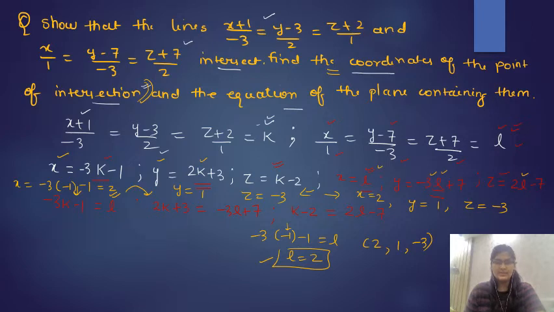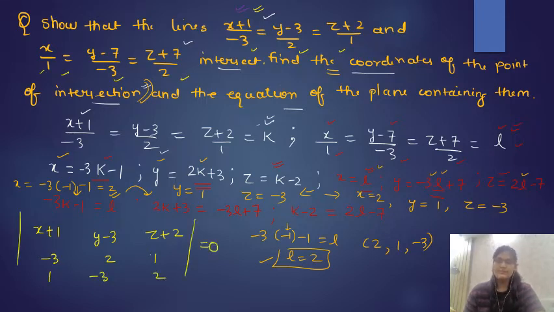Just bear with me, I'm erasing this. So let's take this equation, okay? So take this equation, this is x plus 1, y minus 3, and z plus 2, right? Now take the position vector of this line and the position vector of the other line. So firstly, minus 3, 2, 1, and then 1, minus 3, 2, and set the determinant as 0. Whatever you get after that will be your equation of the plane.